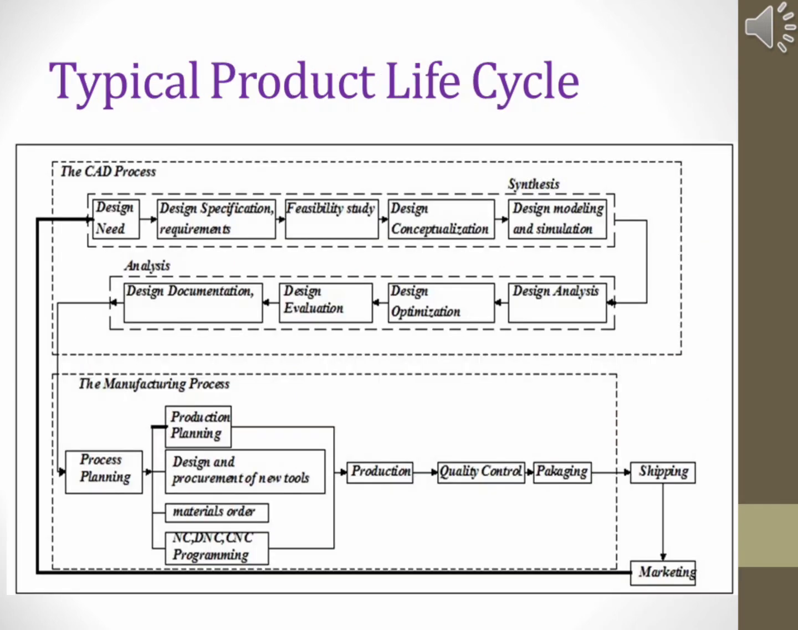A typical product life cycle is given here. The cycle begins with a design need which is collected from customers or market demands and ends with the shipping of the product to the customers or markets. The design process and the manufacturing process are the two main processes of the product life cycle. We can easily understand the flow of the cycle from this layout.